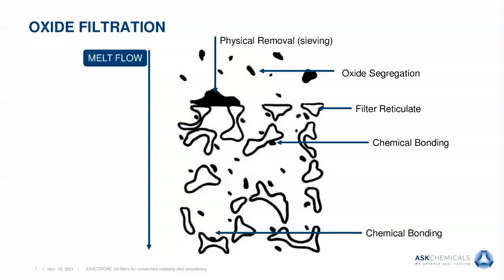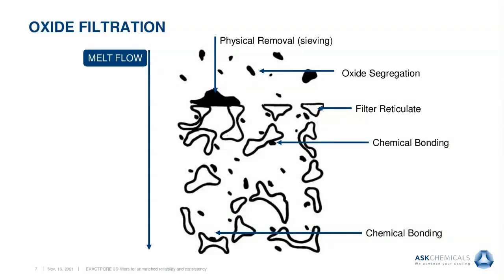When we look at this drawing, we can see the three main ways that oxides are removed with foam filters. First, oxides can be physically removed: any oxide that's larger than the pore size is sieved at the filter face location. Secondly, oxide segregation is allowed due to the fact that oxides typically are less dense than the metal being cast. This density difference creates a buoyancy that, due to the pressure drop of the reticulate filter, allows modification of these oxides in the runner system or the reservoir above the filter.